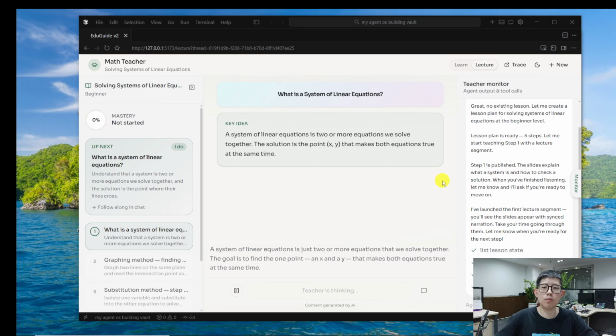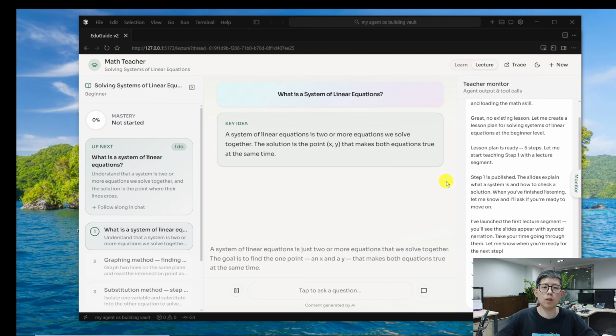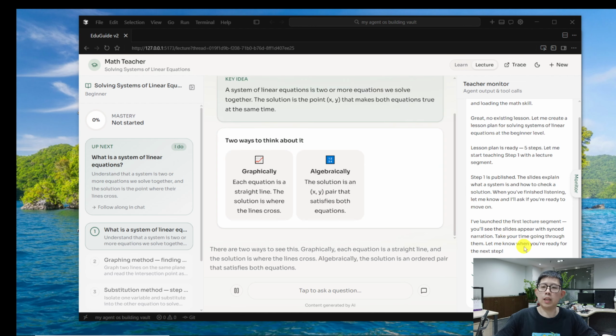A system of linear equations is just two or more equations that we solve together. The goal is to find the one point that makes both equations true. And the right side is the agent panel. It's for me to monitor the agent's working status and the tool callings, and some original outputs of the large language model.